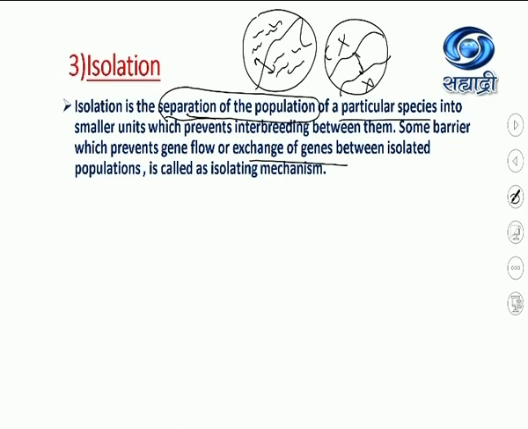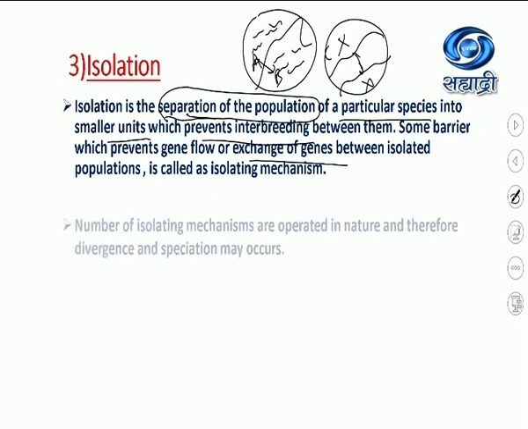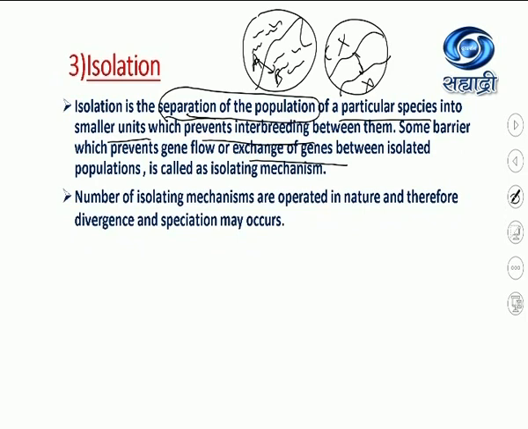Of whom? Of a particular species. It can be a plant, an animal, an insect, a bird, anybody. Into what? Into smaller units. Look here, smaller units A, B, and there can be many more. As they are isolated into smaller units, there is no interbreeding among them. They cannot breed and produce a new generation. Some barrier which prevents gene flow or exchange of genes between isolated populations is called an isolating mechanism. A number of isolating mechanisms operate in nature, and therefore divergence and speciation occur.